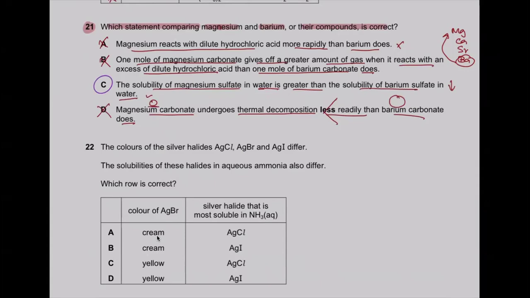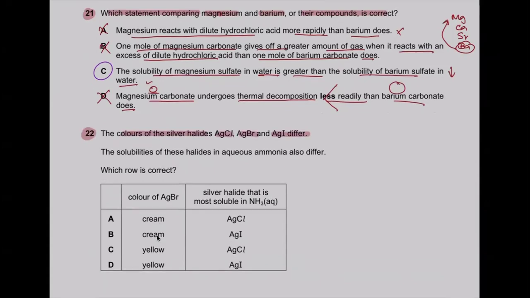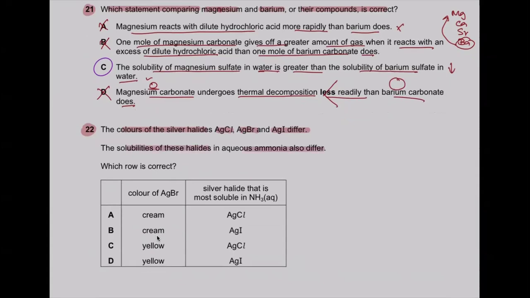Now, MCQ number 22. The colors of the silver halides AgCl, AgBr, and AgI differ. The solubilities of these halides in aqueous ammonia also differ. Silver chloride is white, silver bromide is yellow-green, silver iodide is yellow. Which row is correct? The color of AgBr we know is green, not yellow. So C and D go wrong. The silver halide that is most soluble is silver chloride. Silver iodide doesn't dissolve. So B goes wrong and A is the correct answer.